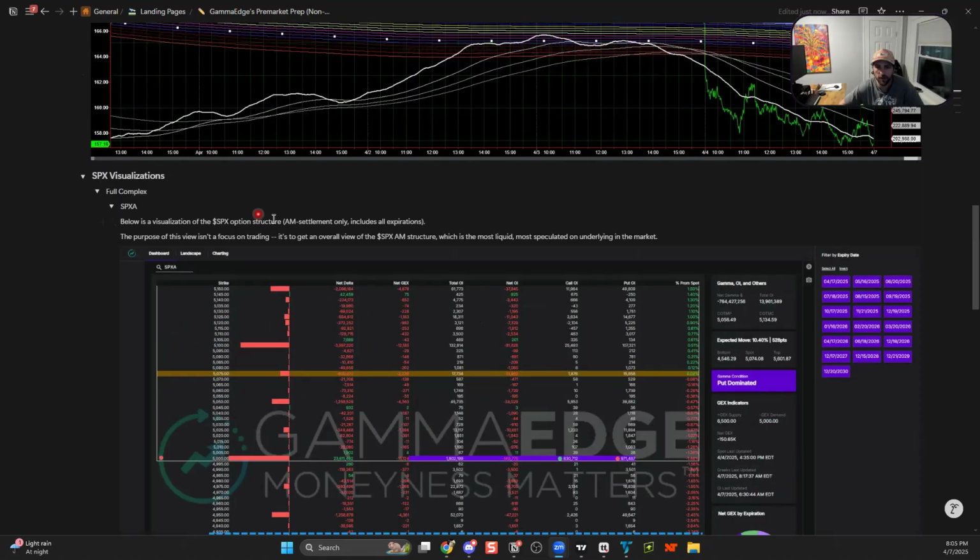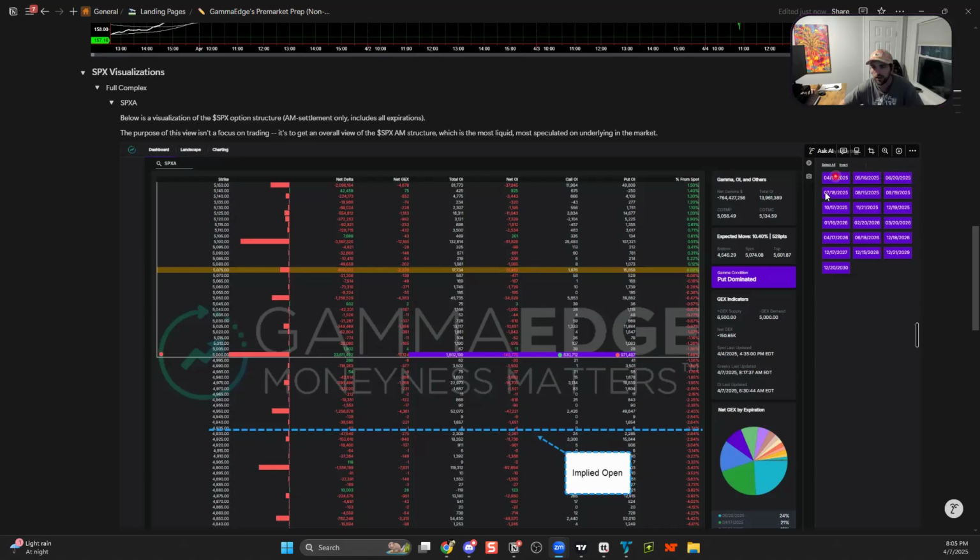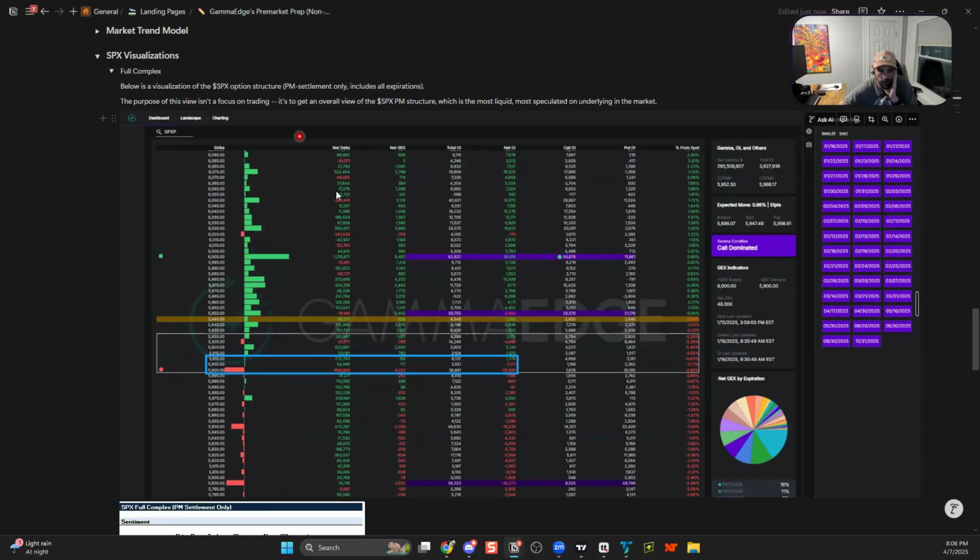So going back to the SPXA, which is what we have here, this is your monthly and quarterly expirations. Here we can see we are in nothing but a put dominant environment. And we're showing here the implied open, which was like 5,935, which was over a 100 point gap down from Friday's close. So we are in an even more put dominant environment with that open. Just so you know what the inverse looks like, here is a prior example of what a call dominant environment in the SPX looks like, right?